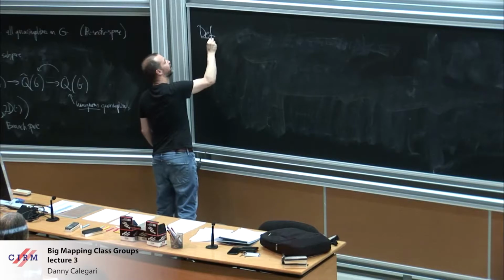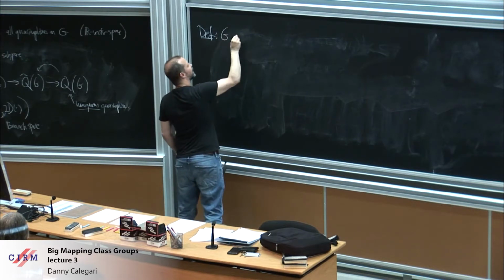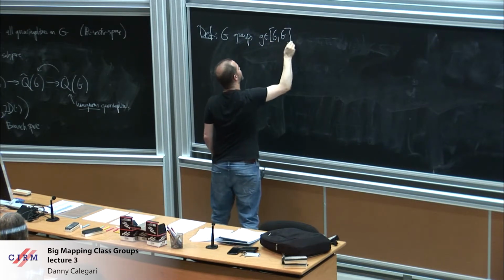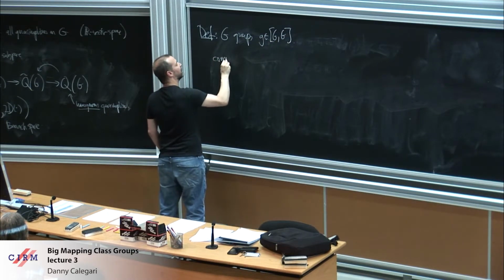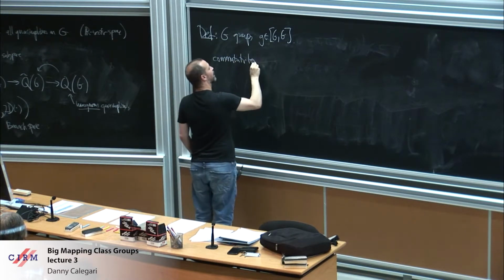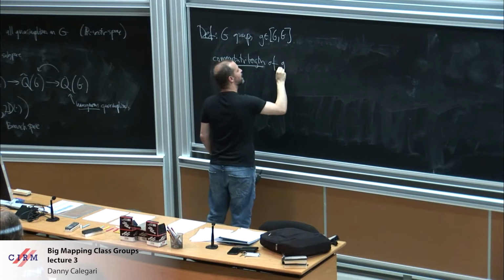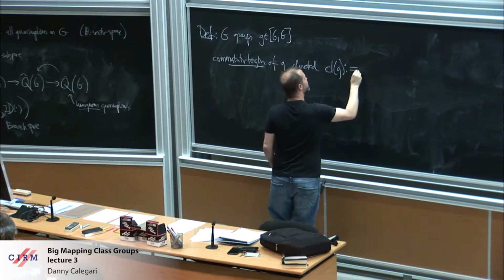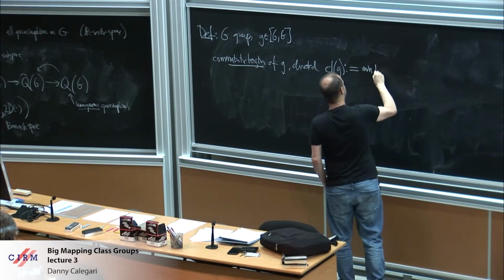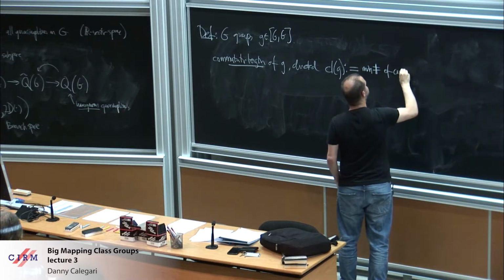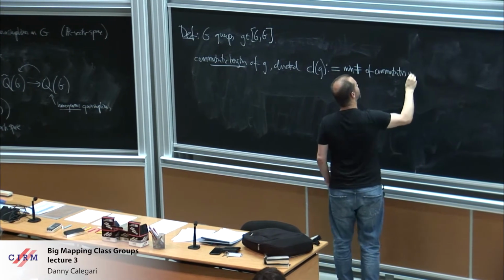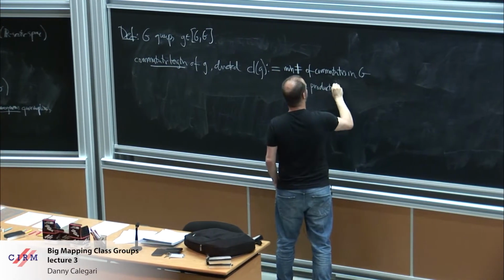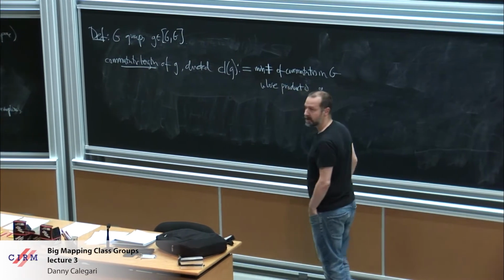So here is another, dual definition. If G is a group, and let little g be an element of the commutator subgroup, then the commutator length of g, denoted CL of g, is by definition the minimum number of commutators in G whose product is little g. So what's a commutator?